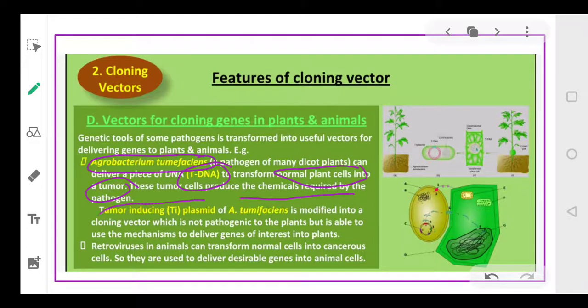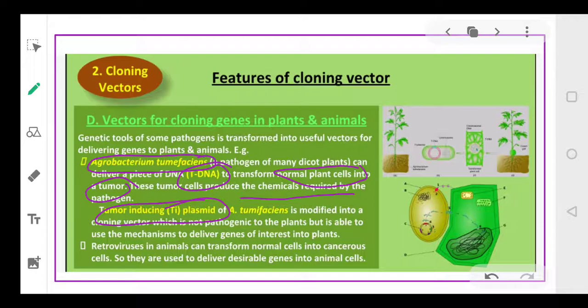Second is the tumor inducing plasmid. Okay, tumor inducing plasmid. What do we call it? Tumor inducing, that is Ti, plasmid of Agrobacterium tumefaciens. Okay? This is the second example. It is modified so that it is not pathogenic to the plants. Right? It is modified, and has now been modified into a cloning vector.